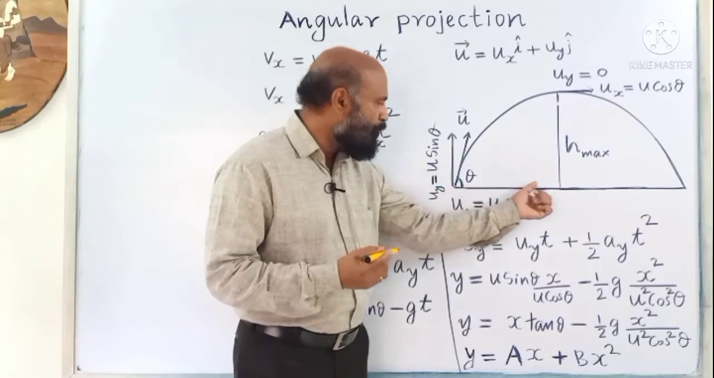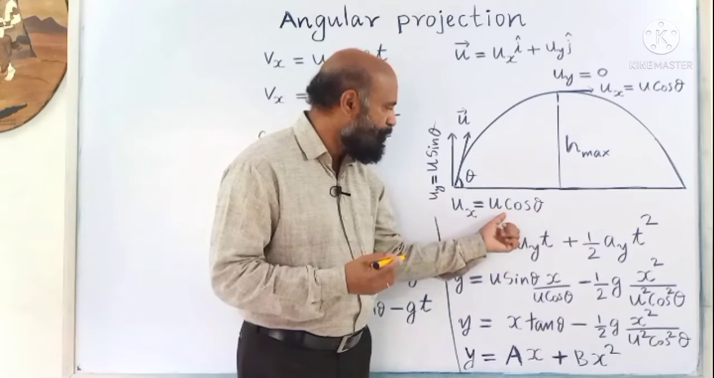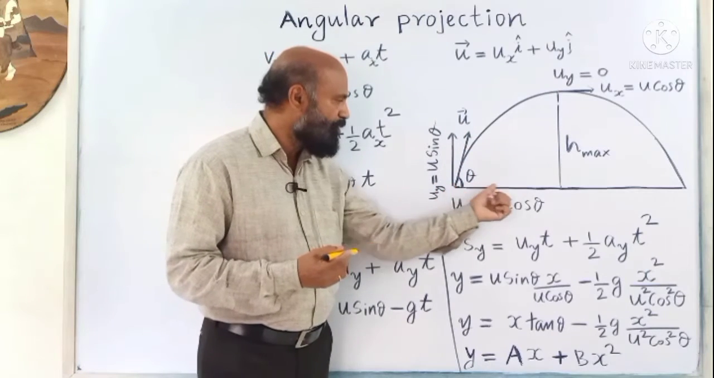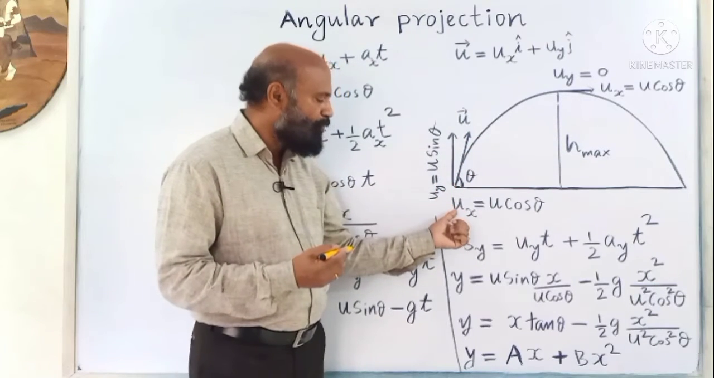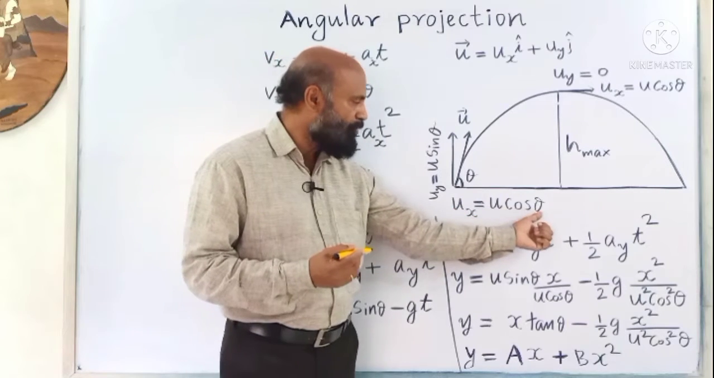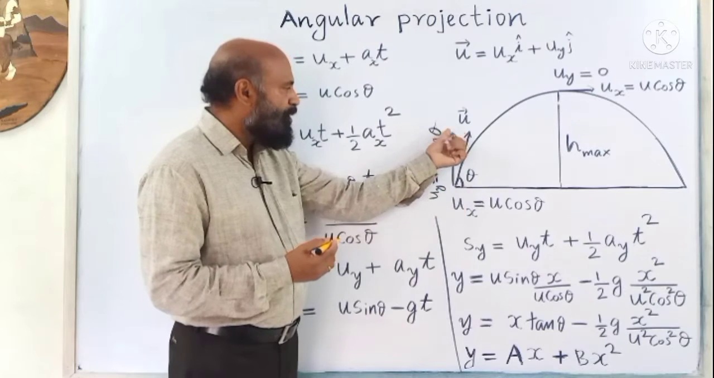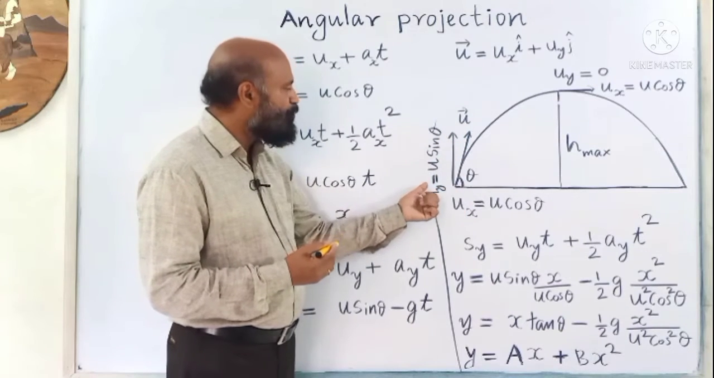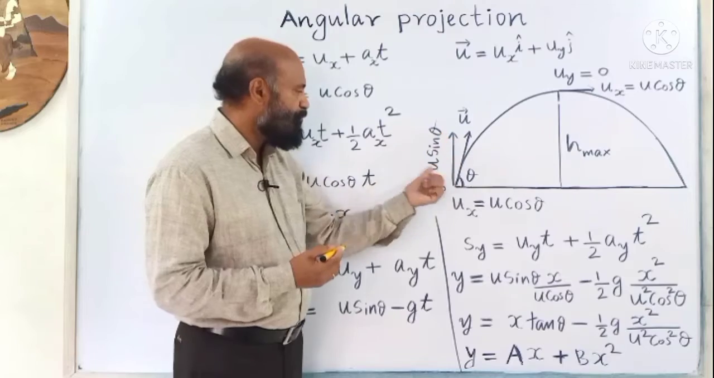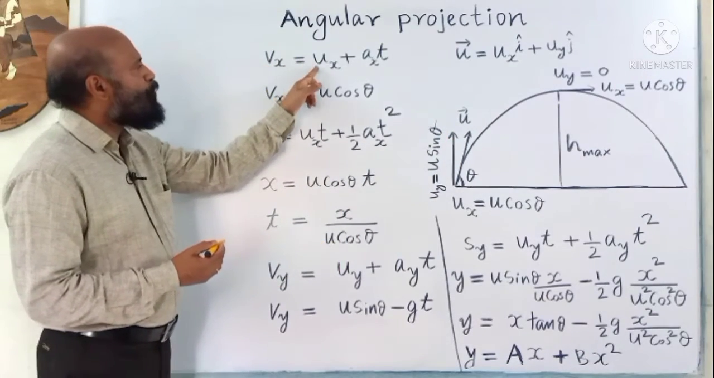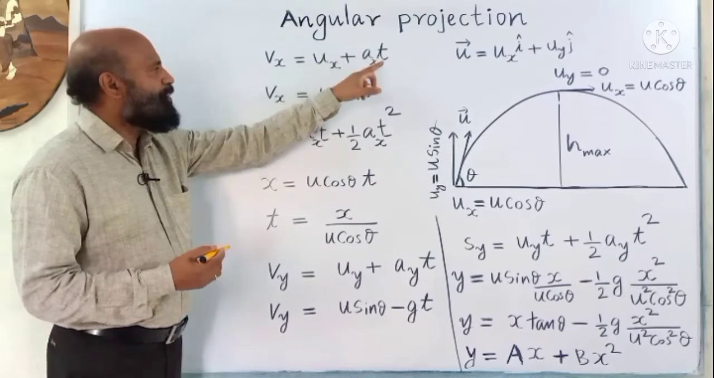Velocity along the horizontal direction is u cos theta. So now u is making theta with the horizontal direction. So velocity along the horizontal direction is u cos theta. Let it be ux. Then velocity along the vertical direction is u sin theta. Now equations of motion: v is equal to u plus at.